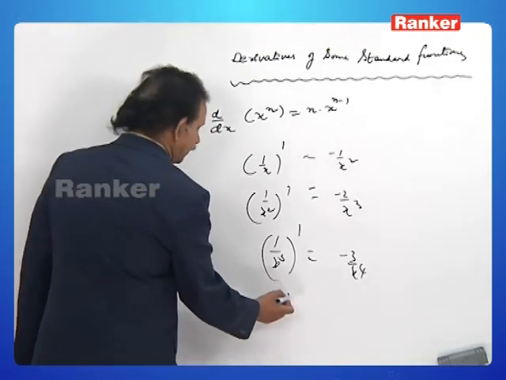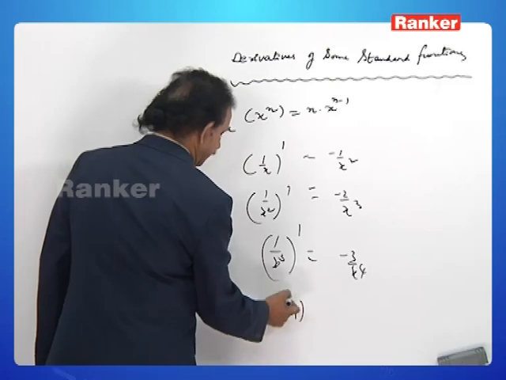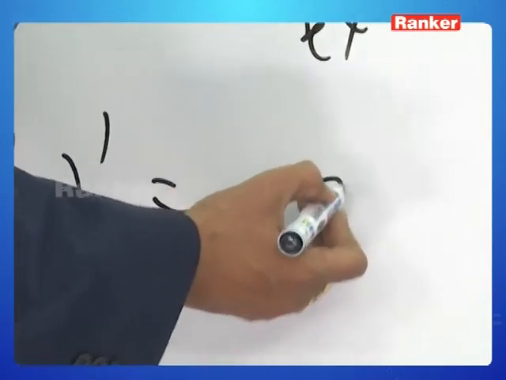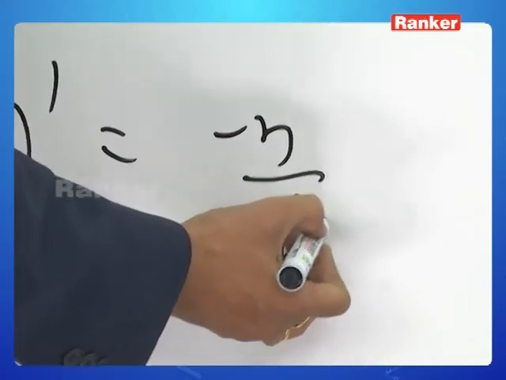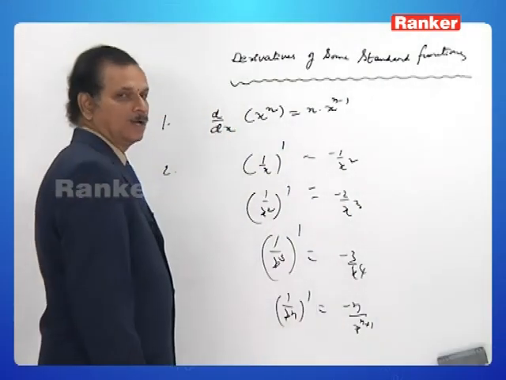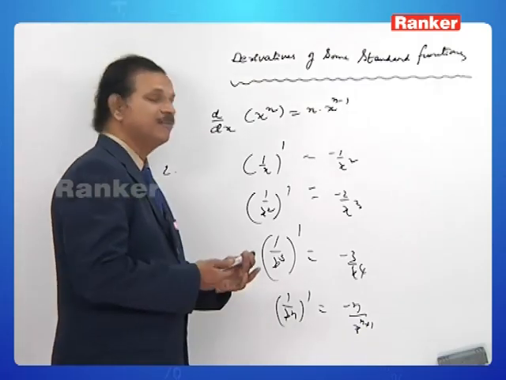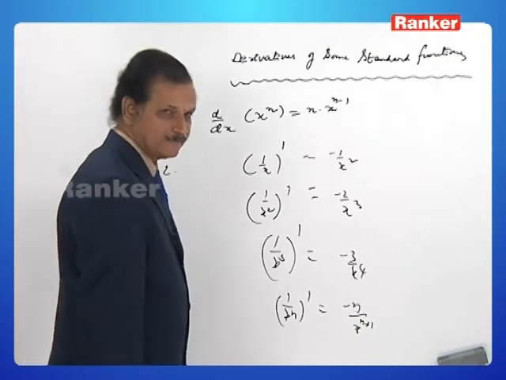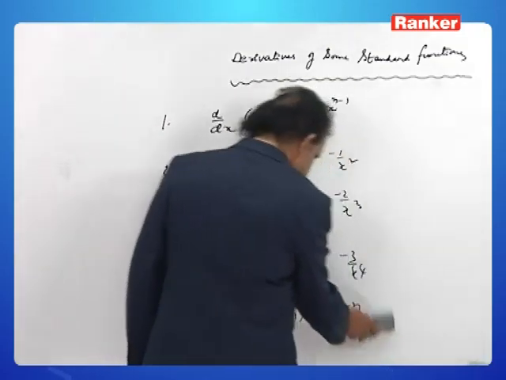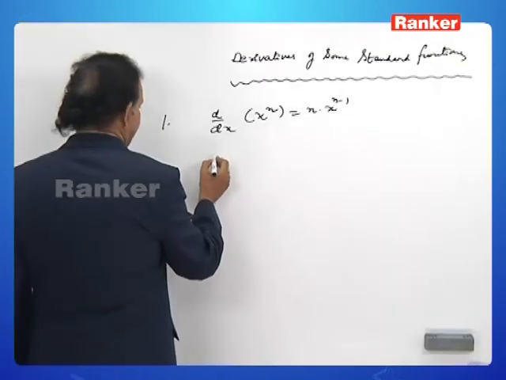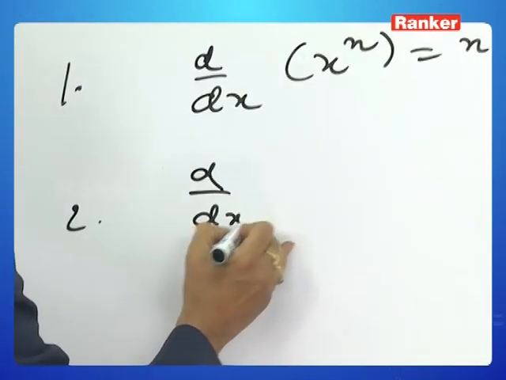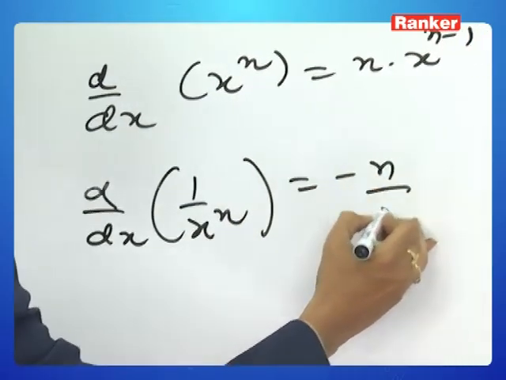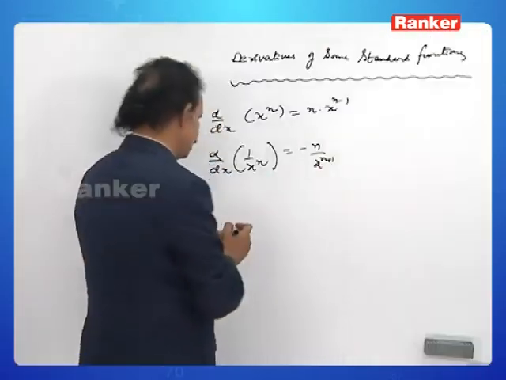And in general, what is the derivative of 1 by x power n? It's nothing but minus n by x to the power of n plus 1. Minus 1 by x to the power of n plus 1 is minus n by x to the power of n plus 1. Now, let us have this as the formula. What is the derivative of 1 by x power n? Minus n by x power n plus 1.